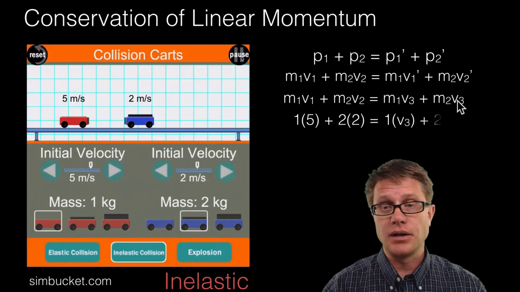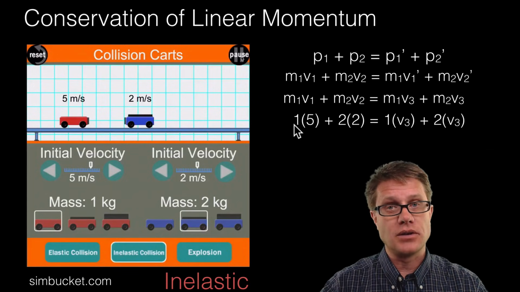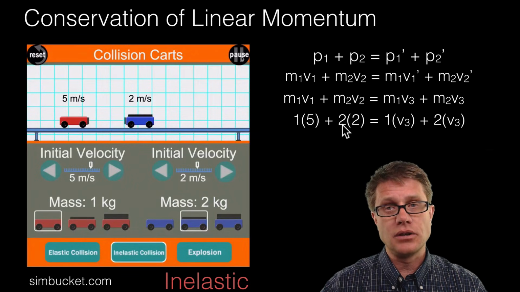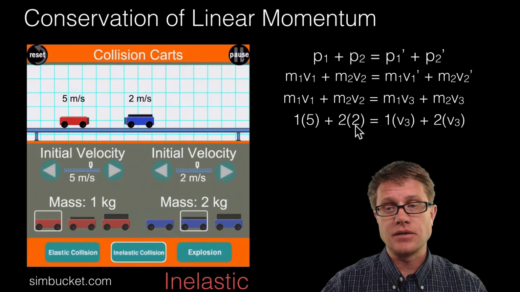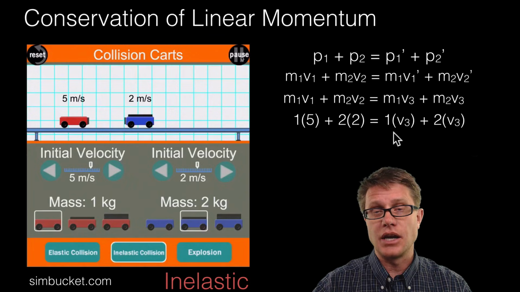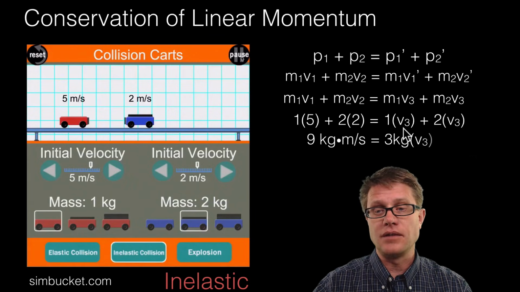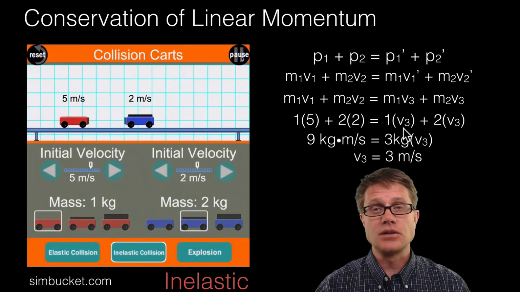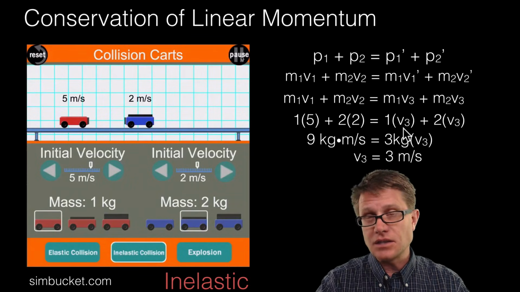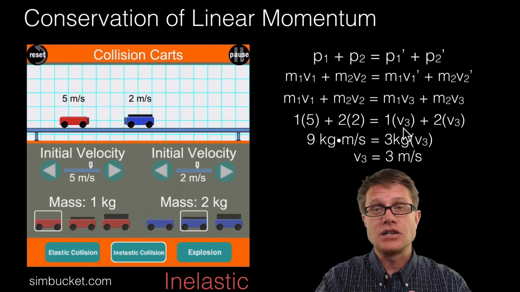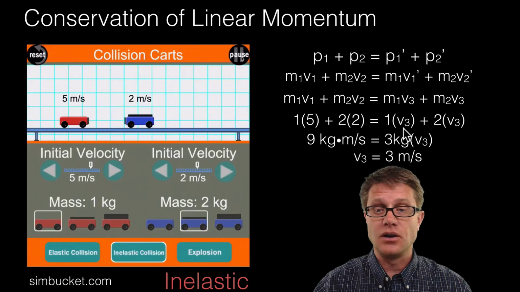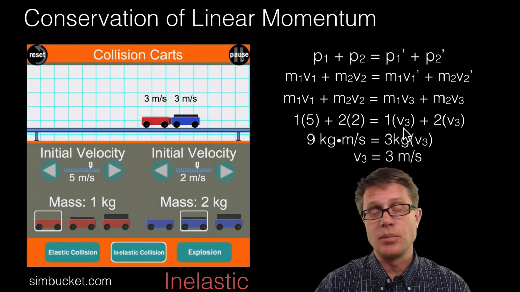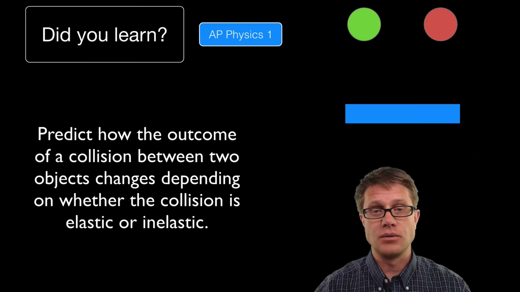And so what I can do is plug in my values. We had a 1 kilogram cart going at 5 meters per second before the collision, and a 2 kilogram cart going at 2 meters per second. After, the masses don't change. And so I can solve for that v3. I can solve for a velocity of 3 meters per second. And so if it's an inelastic collision, since they're connected, that shared velocity allows me to solve using the conservation of linear momentum. Let's make sure that that works. Yep, they both have 3 meters per second going to the right.